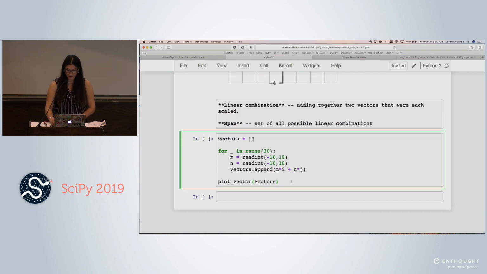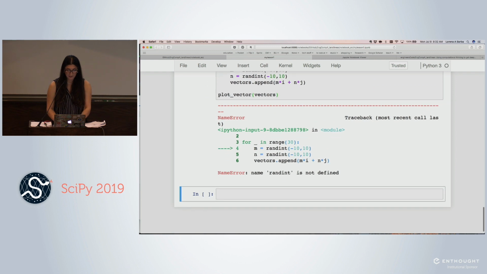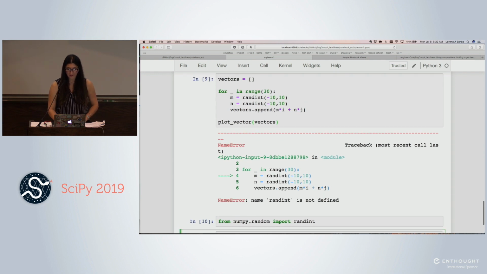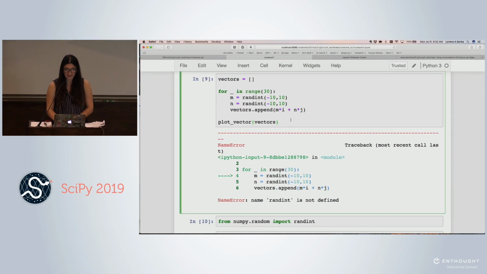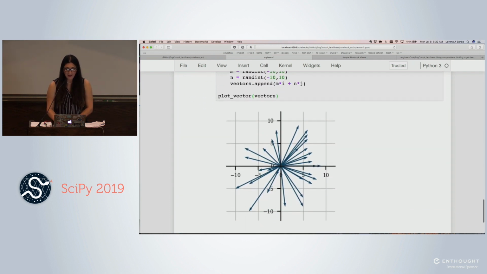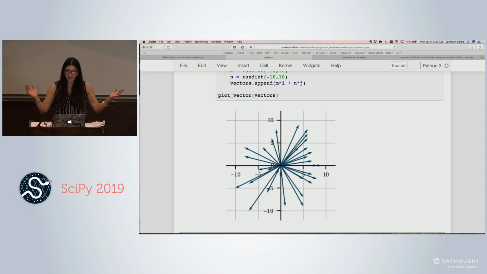Now, I encourage you to try with different values. Where's my error? Oh, I need to load the, where was... All right, we needed to load this. I'm doing a shortcut to rand int from NumPy. So we're going to do it now again. And we have a bunch of vectors pointing in every direction.